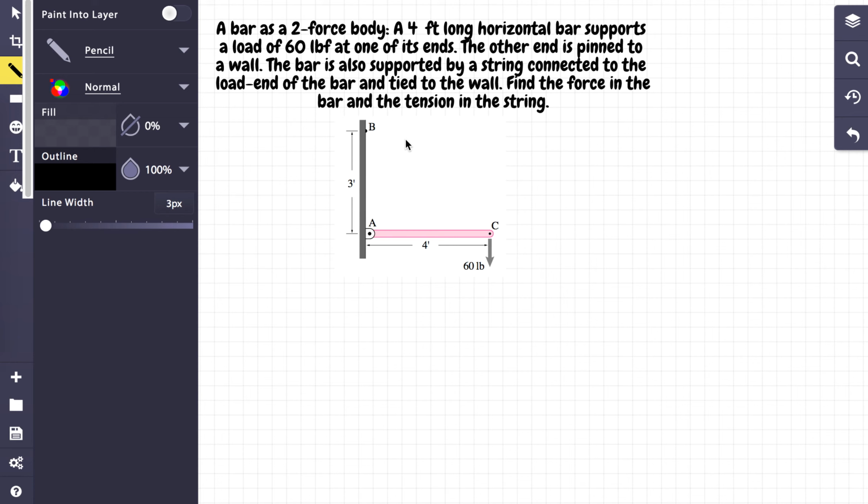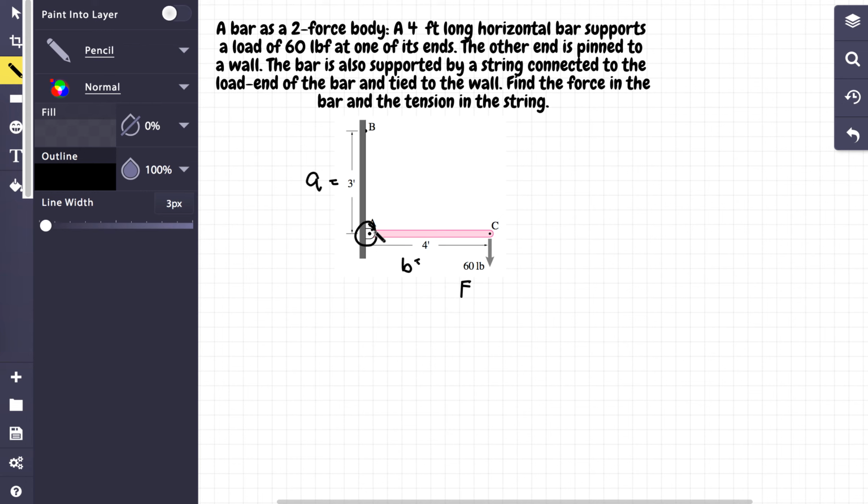And that bar is 4 feet long. What I'm going to do is say this A is 3 feet. This B is 4 feet. And this force, let's give that an F of 60 pounds of force at one end. The other end is pinned.